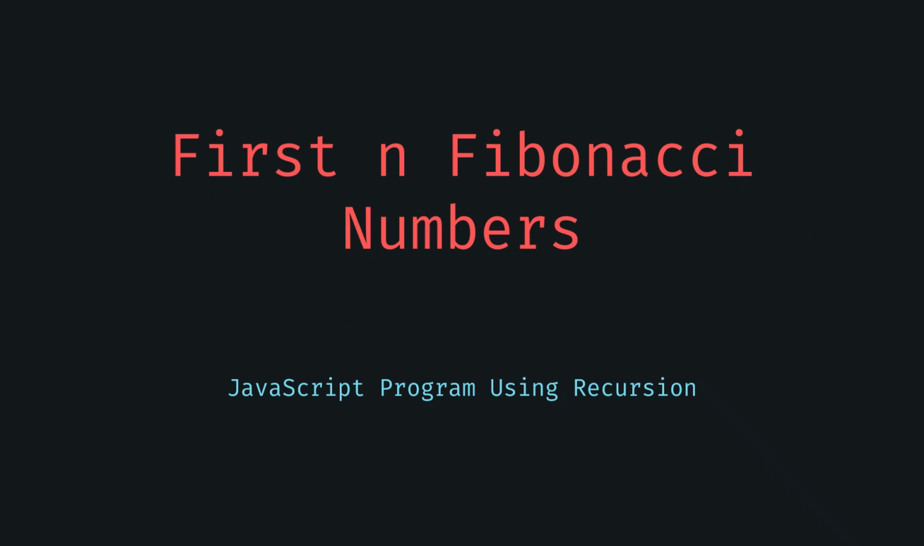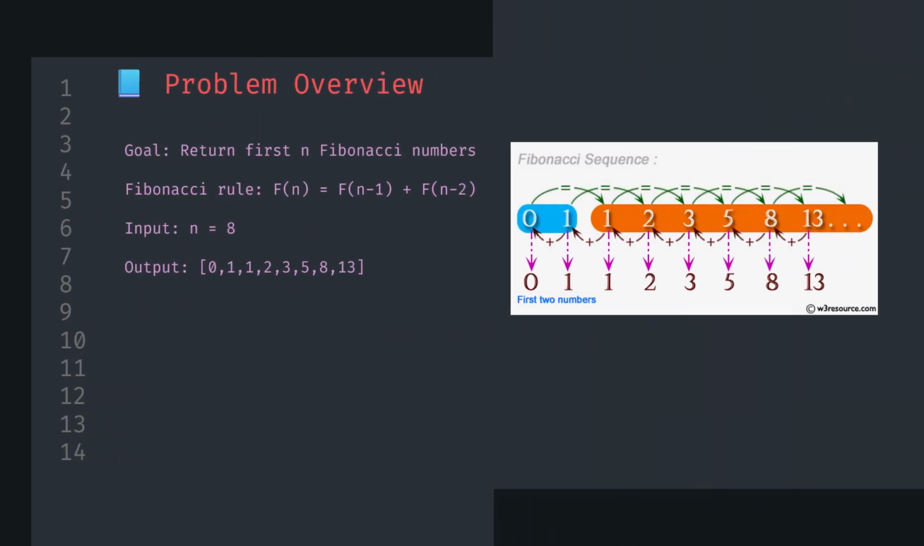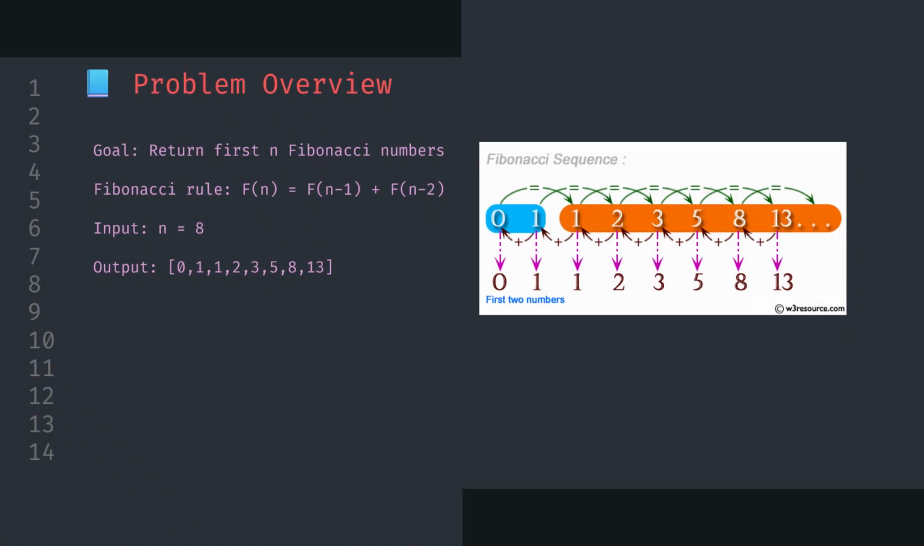Let's start by understanding the problem. We want to create a list of the first n Fibonacci numbers, starting from 0 and 1. Each new term is the sum of the two terms before it. For n equals 8, we get 0, 1, 1, 2, 3, 5, 8, and 13.